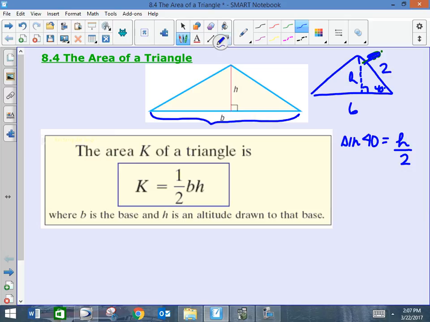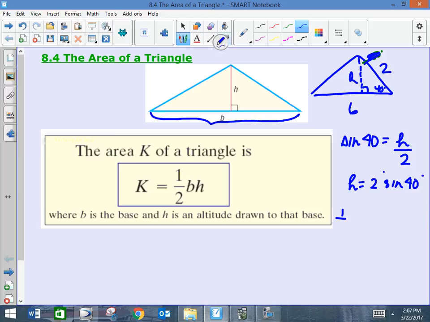Because we don't have enough to use the Pythagorean theorem. This is just a regular triangle. It doesn't naturally fall into half. Okay? So H is equal to what, Sarah? 2 sine 40. Okay. All right.